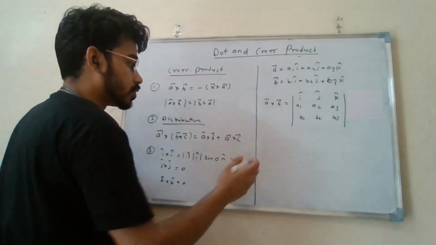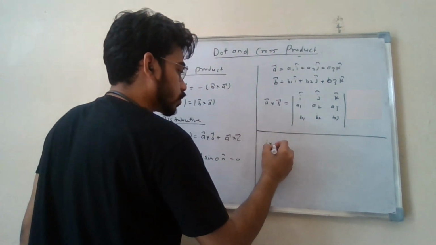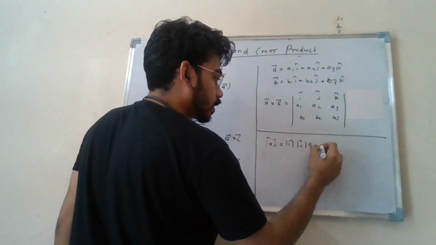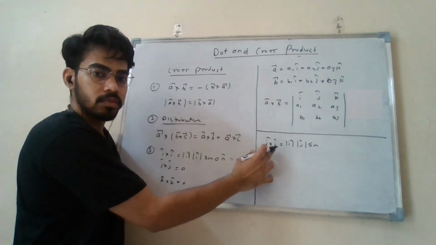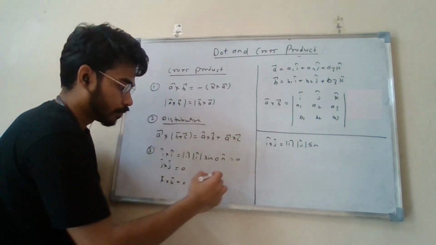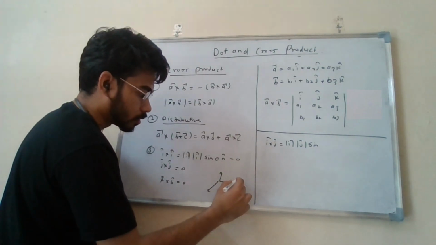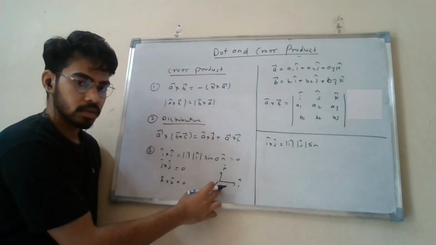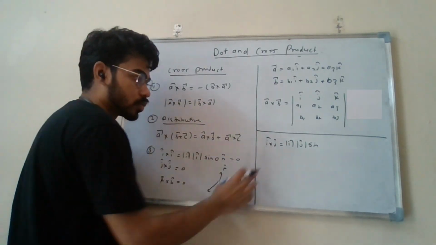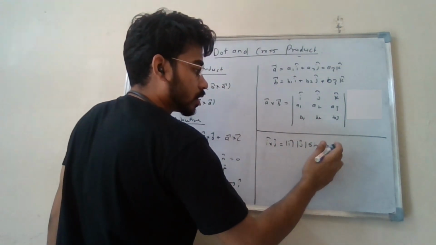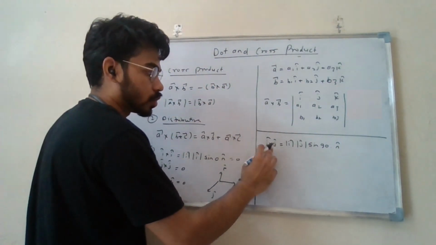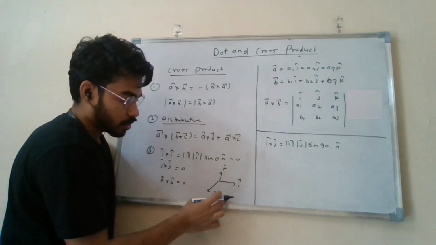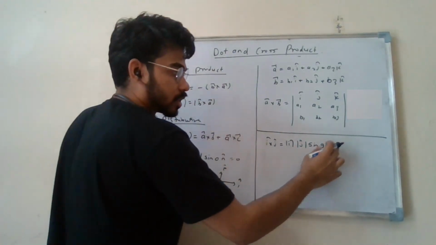But if I have to find the value of I cross J, then mod of I cap, mod of J cap into sine theta. Here the angle between I cap and J cap is 90 degrees. See here, this is my I cap, this is my J cap, this is my K cap, the coordinate axes. So the angle between I and J cap is 90 degrees, and so on. So I have to write sine 90 here and dot n cap. Which unit vector is perpendicular to I and J? K cap.